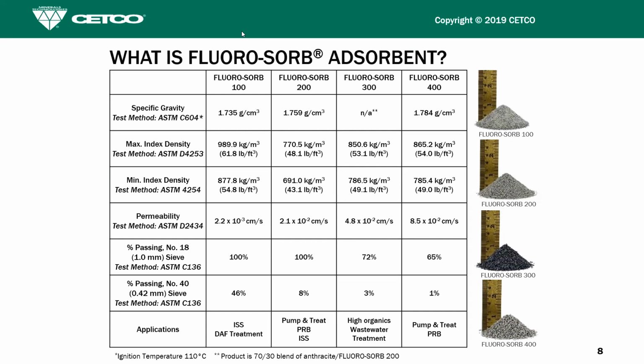And lastly, I'll just let you know that there is a Fluoro-Sorb 400, and you can see that that's being used in pump and treat and PRBs. But both the 200 and the 400 in a PRB application would be in a traditional PRB where you're using yellow iron to mix and distribute the product. Next slide, please.